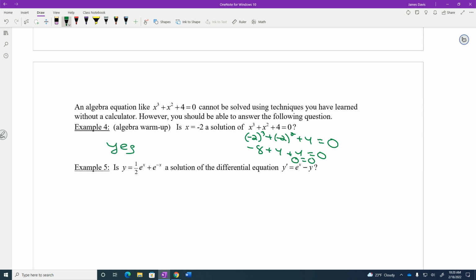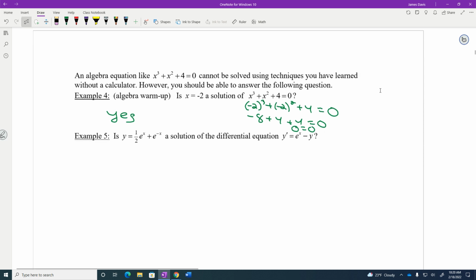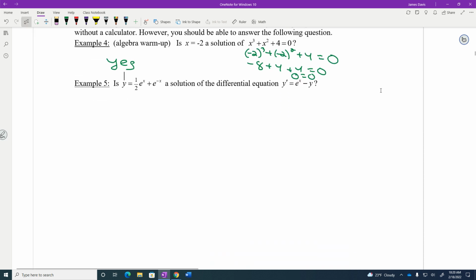So we're going to do the same concept with this problem here, this last example of this section. And that is this equation, I believe, it's a lot harder than what we just answered, right? Is this equation a solution to this differential equation? Okay. So is this y equals something, is it a solution of this differential equation? So we're going to do the same concept. We're going to take this differential equation and we're going to substitute this in.